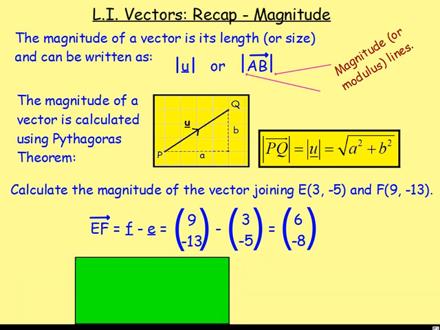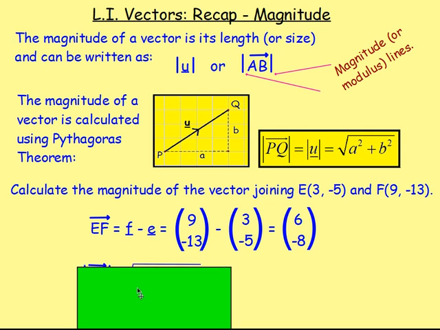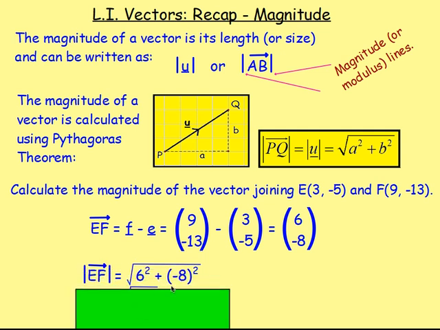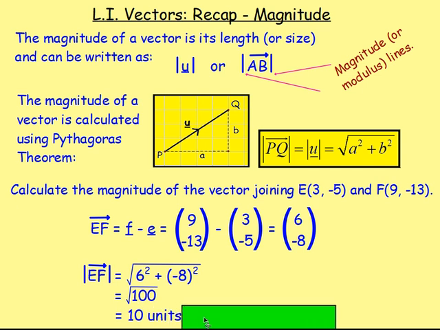What I then have to do is to work out the magnitude of that. So the magnitude of EF is the square root of 6 squared plus negative 8 squared. Work that out, it's the square root of 100, which will give us 10 units. And that would be the magnitude.